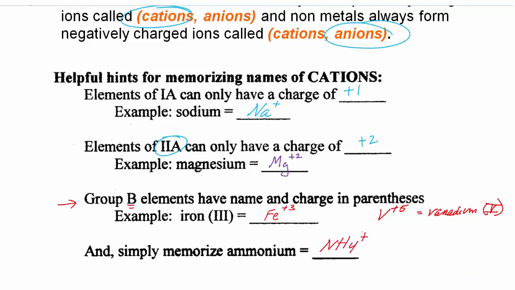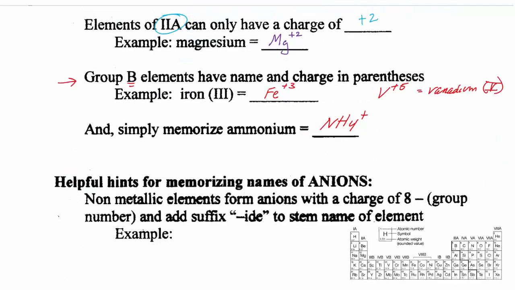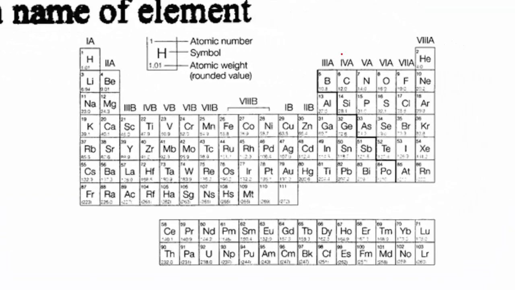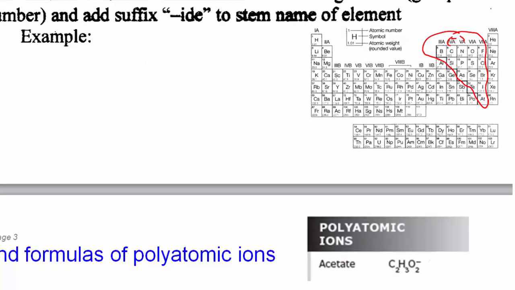This is what we call a polyatomic ion, and there are going to be some of those that we need to know. Helpful hints for memorizing names of anions. Okay, remember the anions now? They were just these nonmetals. So they're always negative. How do you name them? What I like to do is just count over to the noble gases. So if I have F, what charge can it take? It's only 1 away from the nobles. So it can only be a -1.